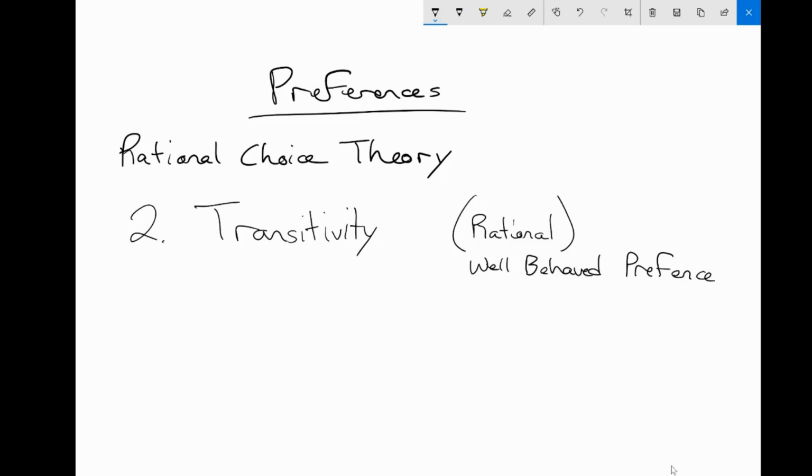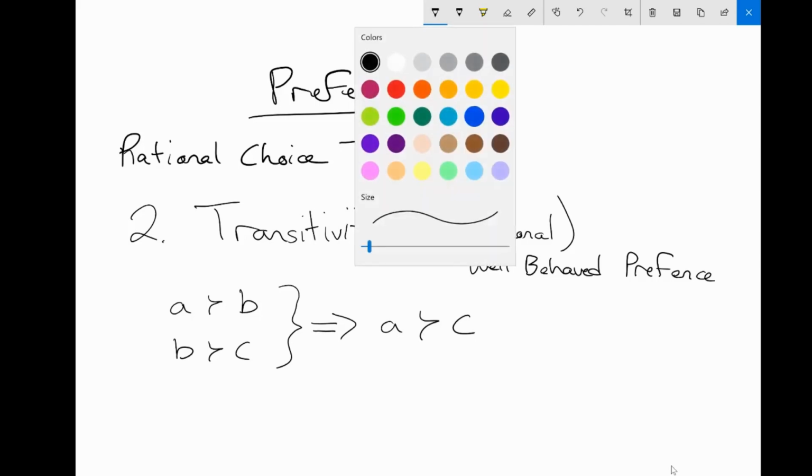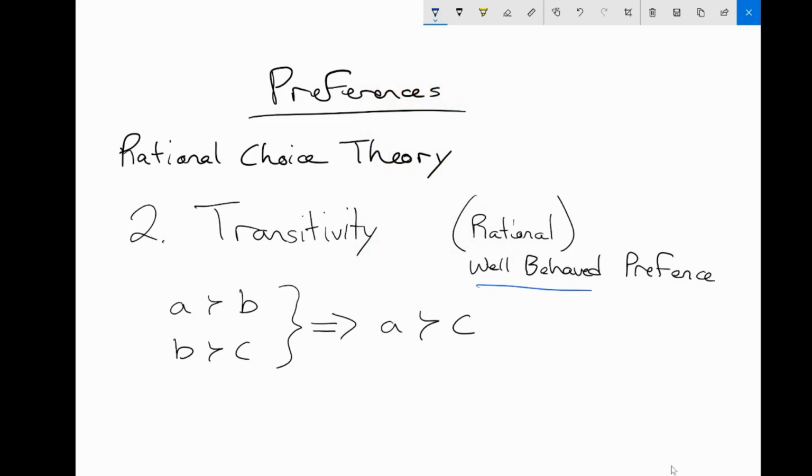Let's say an agent says that they prefer A to B, and they prefer B to C. Transitivity says that it must be the case that they prefer A to C. This would mean that their preferences make sense. They're consistent. They are, quote, well behaved. If I prefer bananas to apples, and I prefer apples to cucumbers, well, then I must prefer bananas to cucumbers. This is well behaved. This is transitivity.